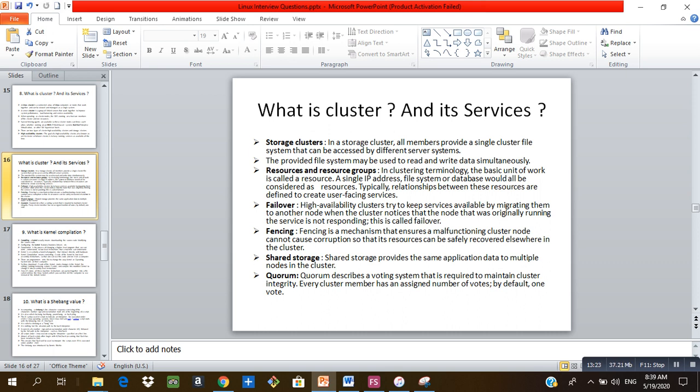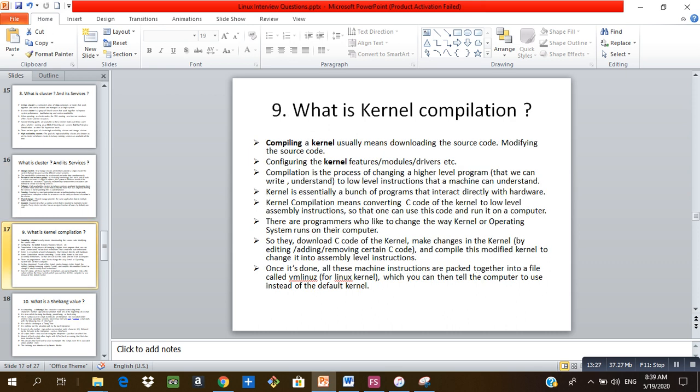Coming to the next question, what is kernel compilation? If you are asked this question, compiling usually means downloading the source code and modifying the source code. It is as simple as that. Download the source code and modify it. Configuring the kernel features, modules, drivers as per our requirement, that is called kernel compilation.